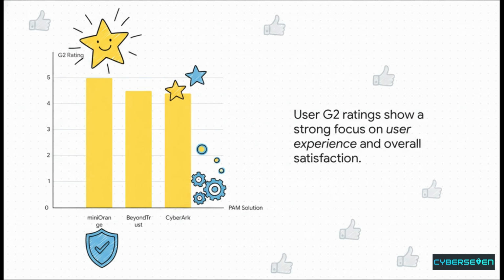And we can see these themes pop up when we look at what actual users are saying. On G2, miniOrange has a perfect 5.0 rating, which just goes to show how much people value that simple, user-friendly experience. At the same time, the really strong scores for BeyondTrust and CyberArk prove that they are incredibly effective and trusted solutions, even if they take a bit more work to master.